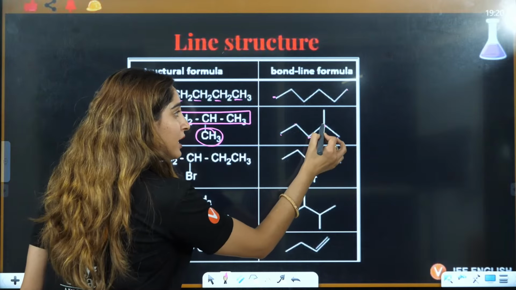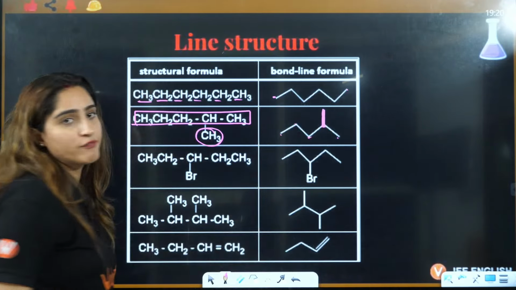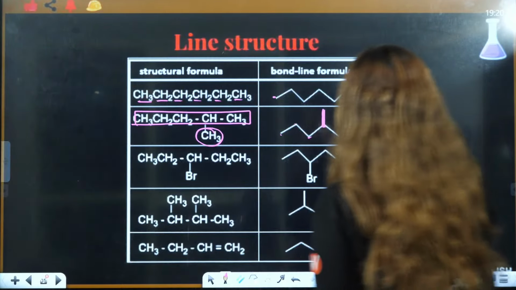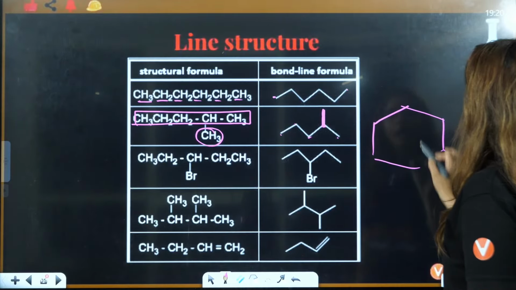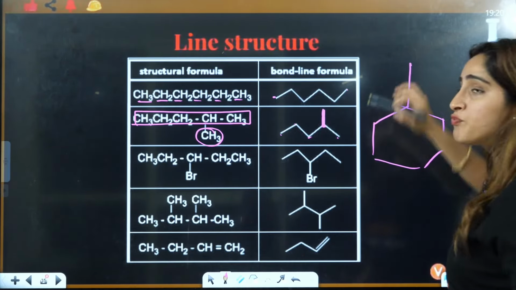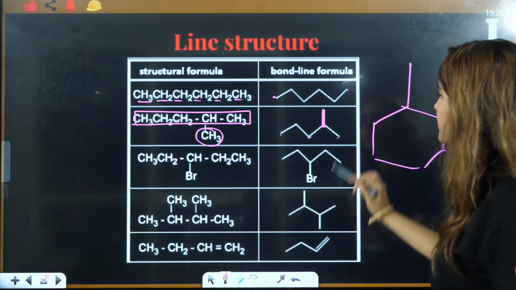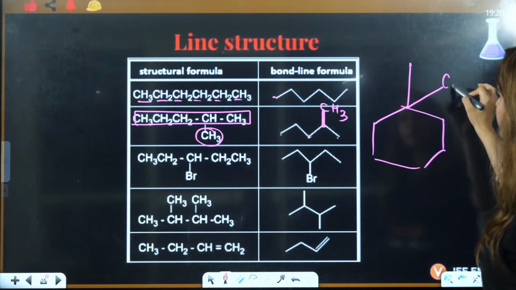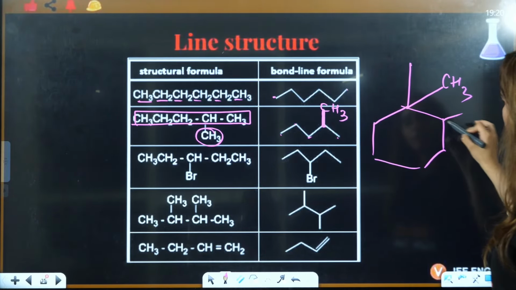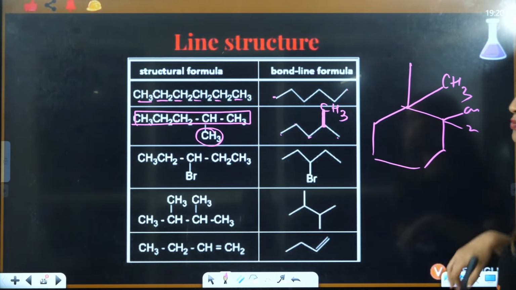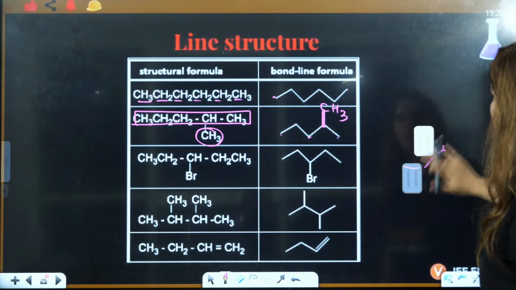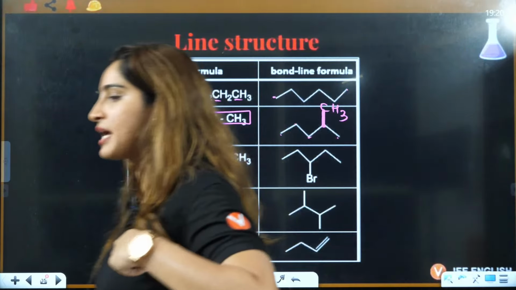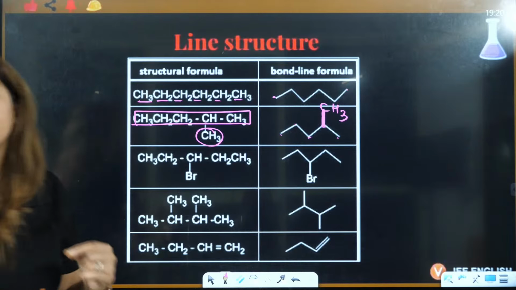So whenever you see one line here, for example in this structure, that means one CH3 group is attached. This means one carbon CH3 group. If you have 2 lines, that means 2 CH3 groups are attached. Okay. One line represents one CH3 group here.